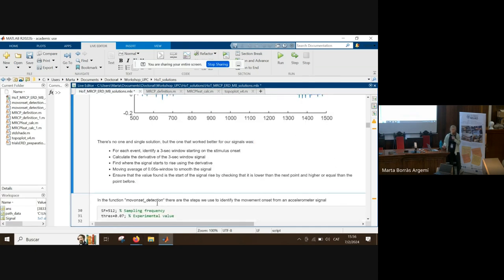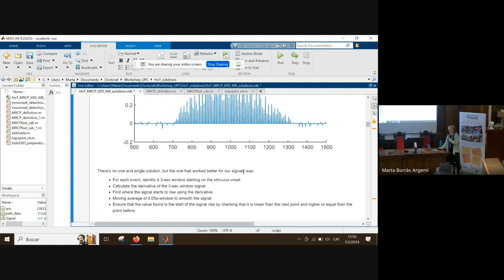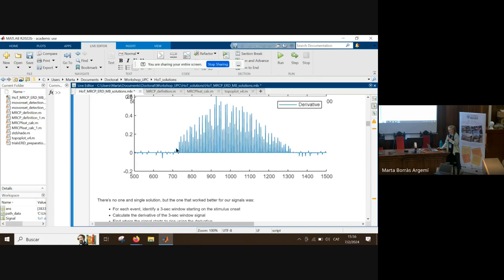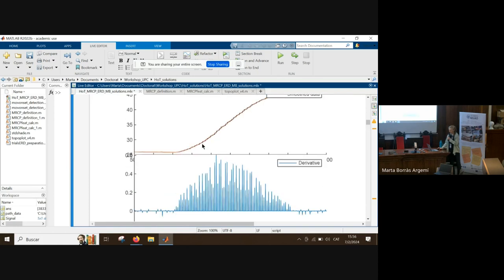And to determine the exact point, we ensure that the value found was the value that we wanted by checking that it is lower than the next point and higher or equal than the point before. So if we detect the point here, which is where the derivative starts to rise, which would be more or less here, we want to go down until here. And this is the point that will be the movement onset sample, okay?